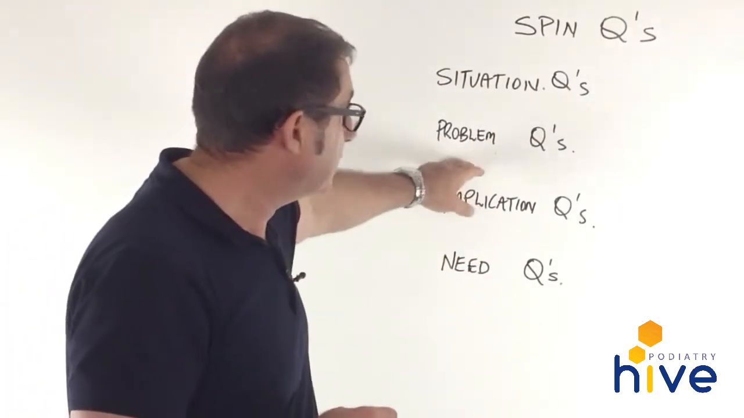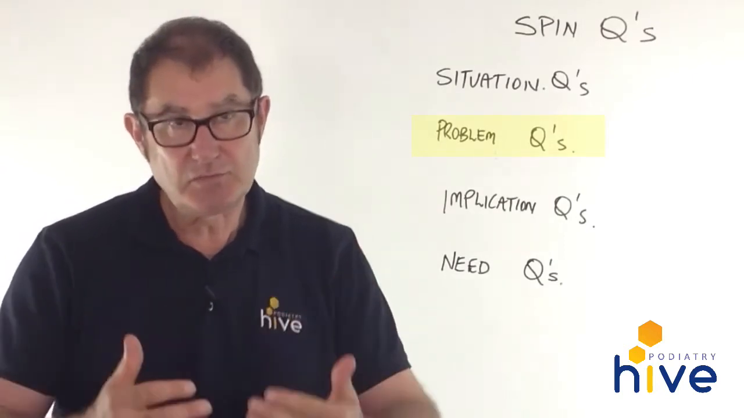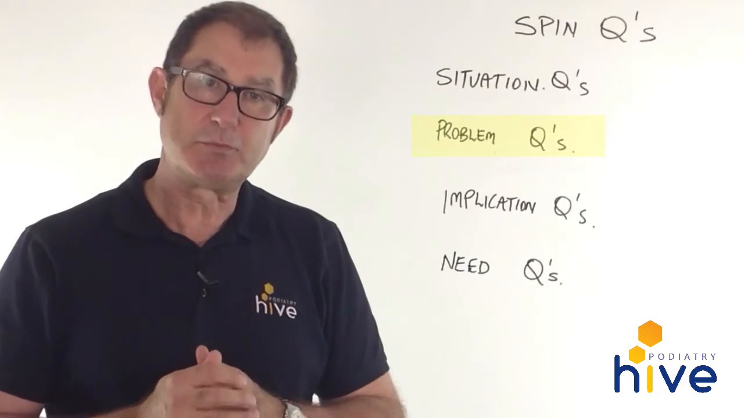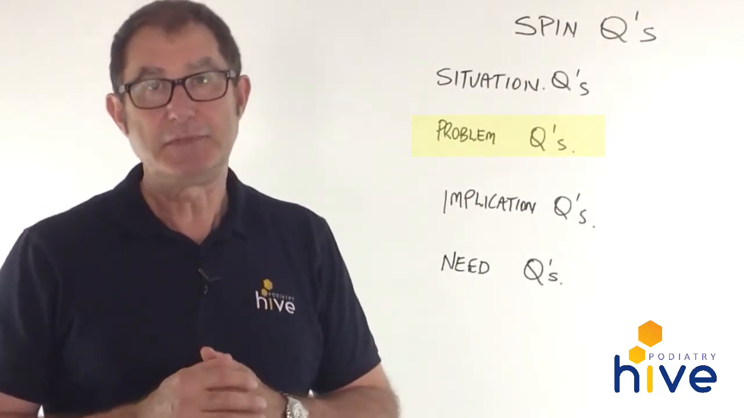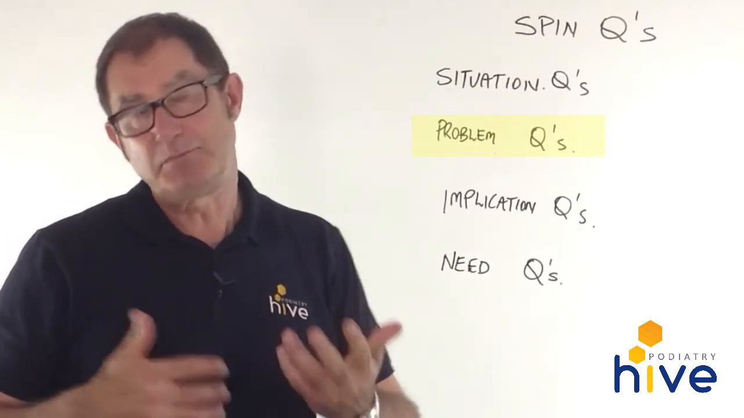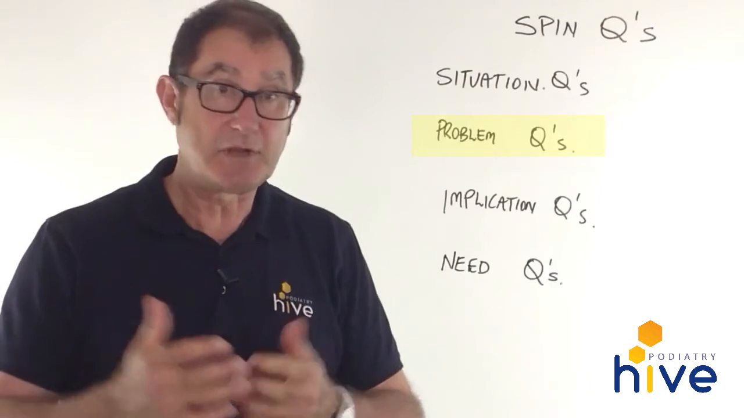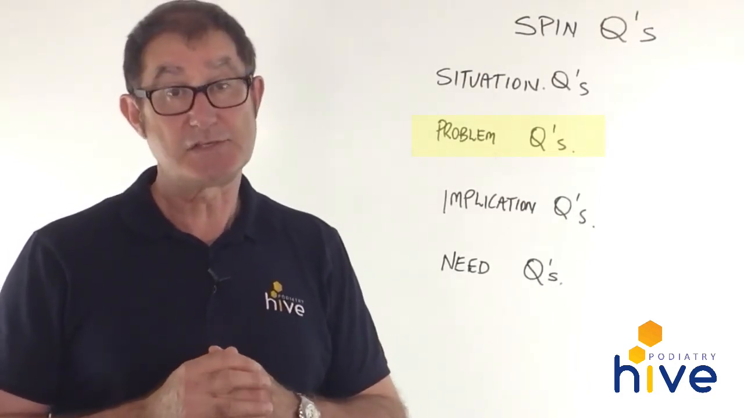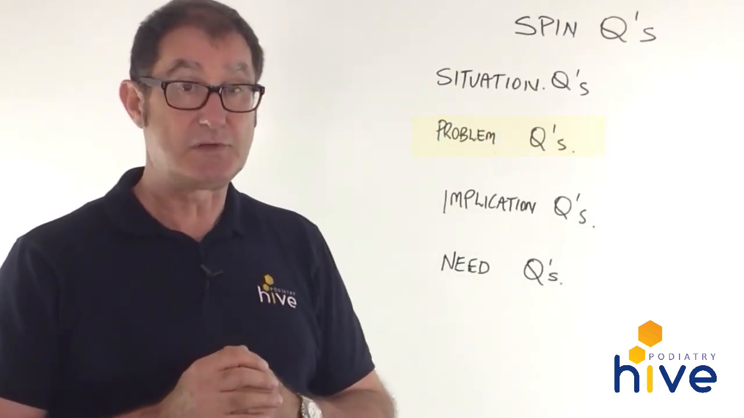When we talk about problem questions, we're asking questions one layer down, if you want to think of it that way, which is trying to highlight what the problem itself is. So it could be, I'm having trouble with my running, for example. Maybe I'm suffering some level of pain when I'm doing my running exercises. So it's really trying to bring the problem down to that individual level.